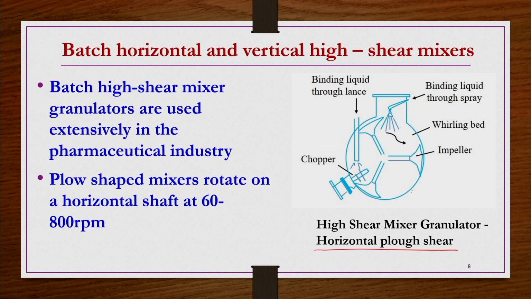So here we have a container, which is a batch mode. We have a container where we can take the liquid, the binding liquid, through two different sections. If you want to spray, you can take it from here, otherwise if you want to take the binding liquid through a lance, that comes here.